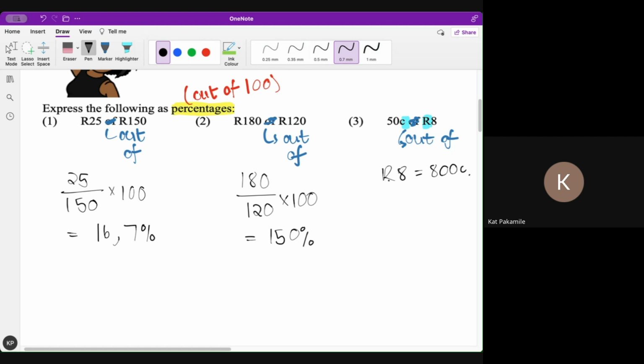Beautiful. So let's do our calculation. That means it will be 50 cents out of 800. And the percentage will then be how much? 50 out of 800 times 100 is 6.25%.